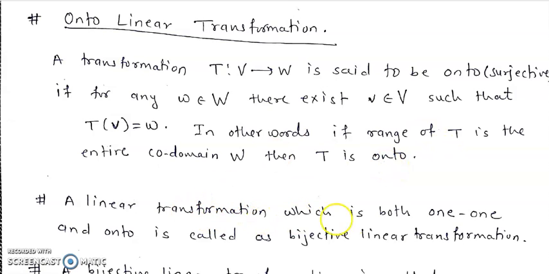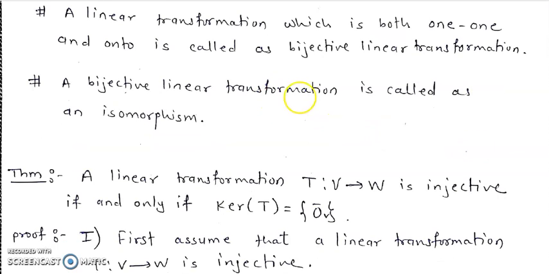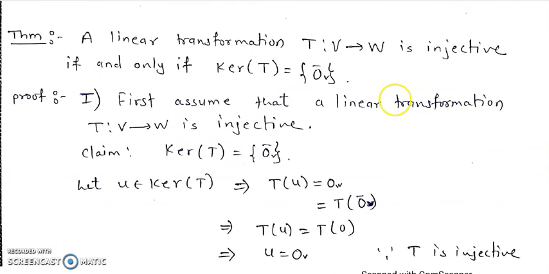Now a linear transformation which is both 1-1 and onto is called a bijective linear transformation, and a bijective linear transformation is called an isomorphism. Now in the next theorem we prove that a linear transformation T from V to W is injective if and only if kernel of T is singleton zero vector of V. Let us see the proof.